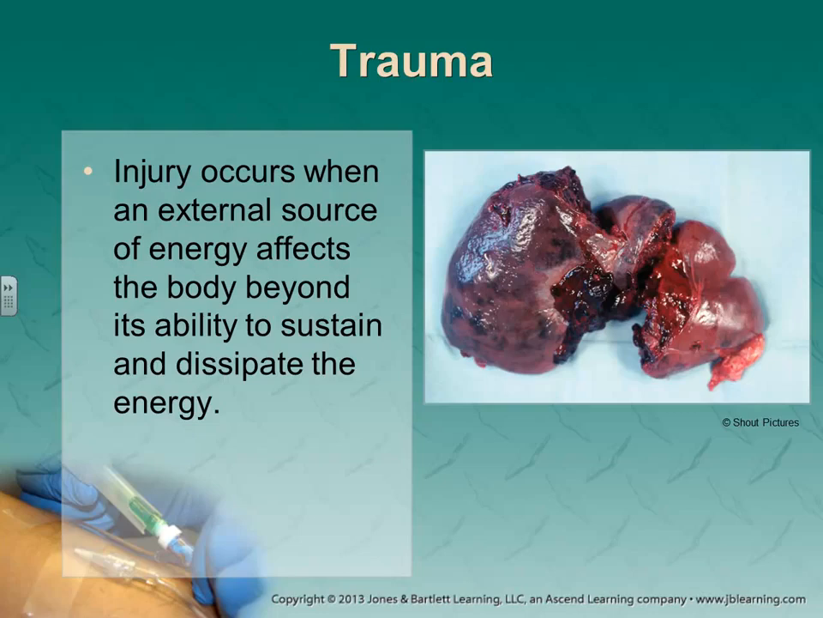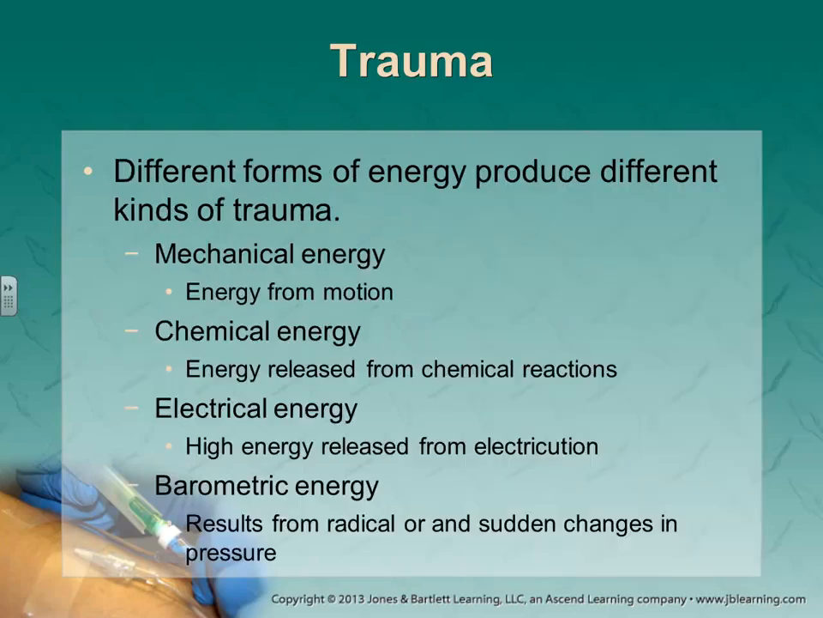So injury has to occur when an external source of energy affects the body beyond its ability to sustain and dissipate energy. Under normal circumstances, our body is able to sustain energy and dissipate it. I'm walking up here right now in front of you. My body can sustain the energy that is created when I walk and touch the ground. I'm not getting a blunt force trauma when my foot hits the ground, right? Now, if you had a cannonball shoot up through the floor and hit me, my body can't tolerate that. My body can't dissipate that energy in a proper way.